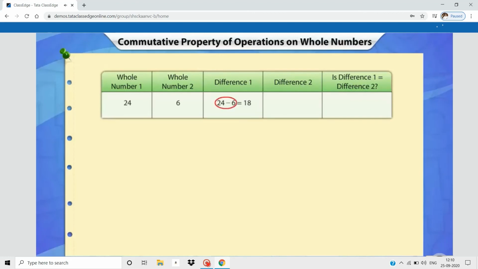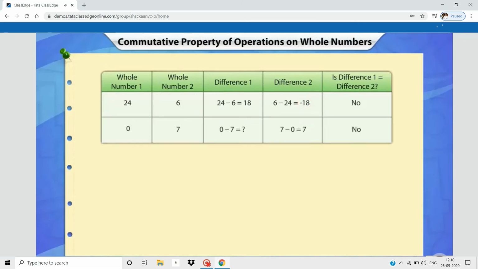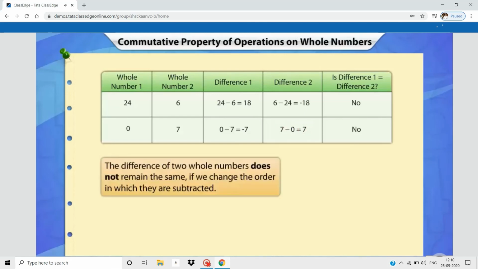When we subtract 6 from 24, we get 18. Now, if we change the order of the numbers and subtract 24 from 6, the answer is negative 18. Similarly, for the whole numbers 0 and 7, when 7 is subtracted from 0, the answer is negative 7. But when 0 is subtracted from 7, the result is 7. From the table, we can conclude that the difference of two whole numbers does not remain the same if we change the order in which they are subtracted.